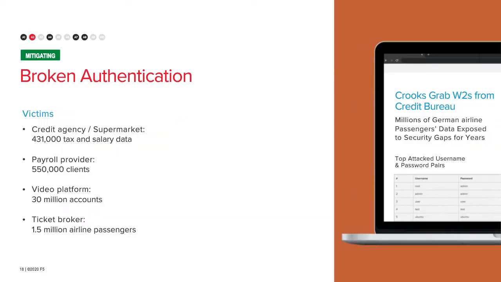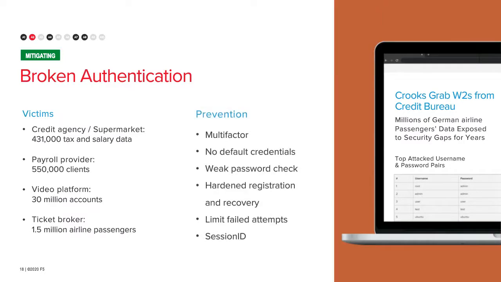So let's jump into prevention. Again, there's a number of examples there on the left that I will let you scan through. In terms of prevention, there's a number of things we can do. Probably first and foremost, one of the best and easiest things you can do is multi-factor authentication.